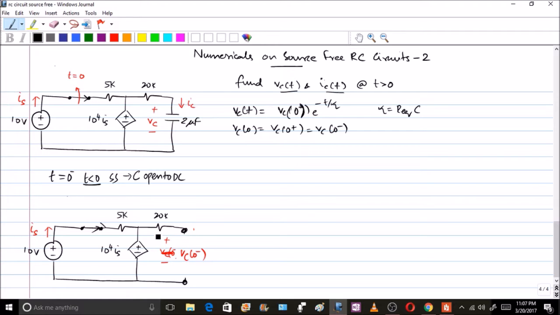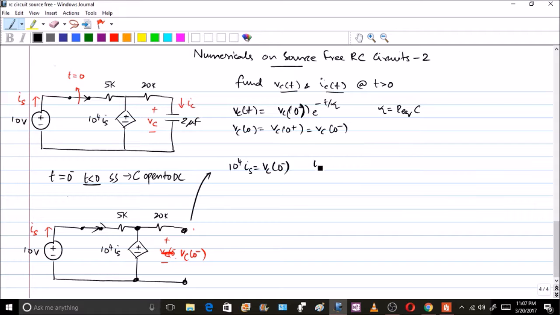Because it's an open circuit, there is no voltage drop across this particular 20K. Therefore, the voltage across this element, this dependent source, will be nothing but equal to Vc 0 minus. So I can put here 10 power 4 into Is is equal to Vc 0 minus. Once you find the value of Is, we will have more clarity in this question. So what is the value of Is? Is is moving like this.